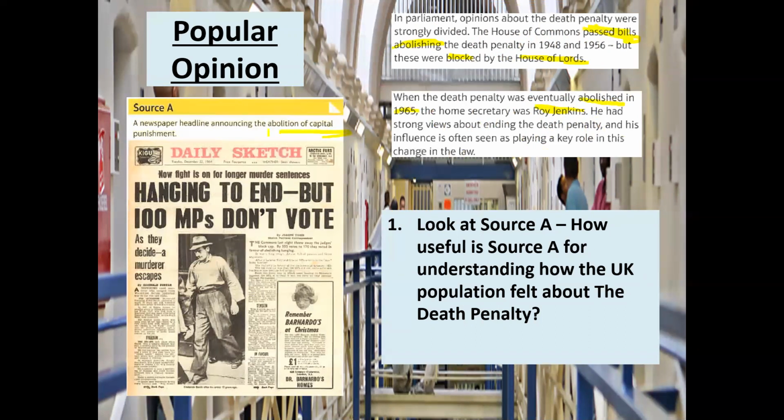So this newspaper here is really useful because you've got a variety of different public attitudes. There are about two or three different conflicting public attitudes here. One, hanging to end. Two, and then we've got the MPs. Three. So look at Source A. How useful is it in understanding how the population have felt about the death penalty? Think about things like the reliability of the source, the nature, the origins, the purpose of the source, and what it can tell us. Pause the video and answer this question, please.